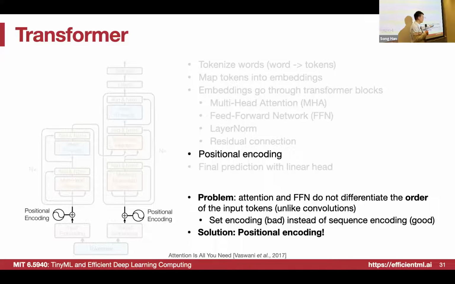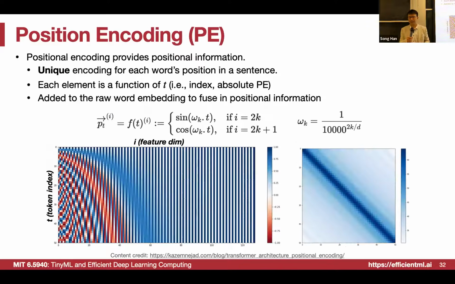So we want to solve this problem where attention and FFN do not differentiate the order of the input tokens, unlike convolutions. The solution here is to add the positional encoding into the hidden dimension or word embedding. How do we do that? This is the first one, positional encoding, using a unique encoding for each word's position in a sentence.